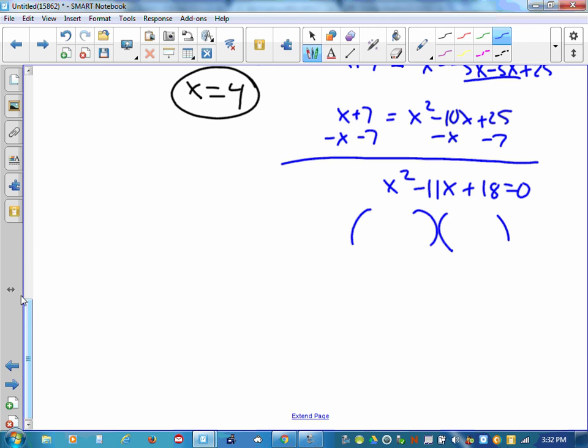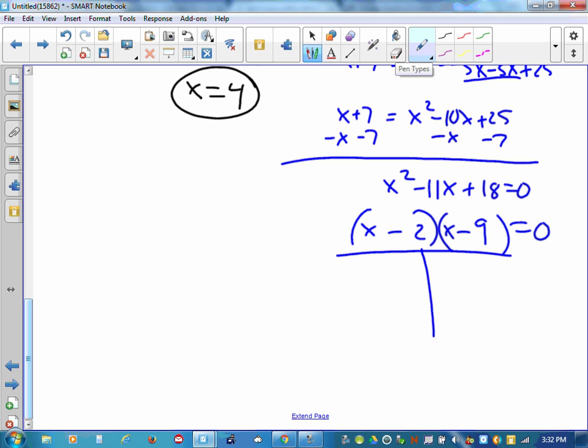So the first thing that pops to mind is 2 and 9. And 2 and 9 is awesome because it makes 18. Whoops, it's going to be double negative 18, and then 2 and 9 make 11. So zero product property, you set each factor equal to 0, and we get x is 2 and x is 9. So now the important thing is to go back and check it in the original problem.